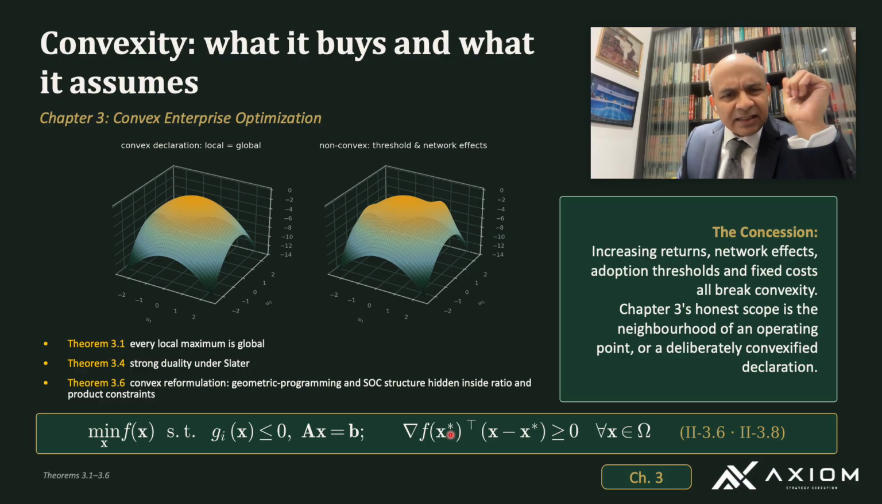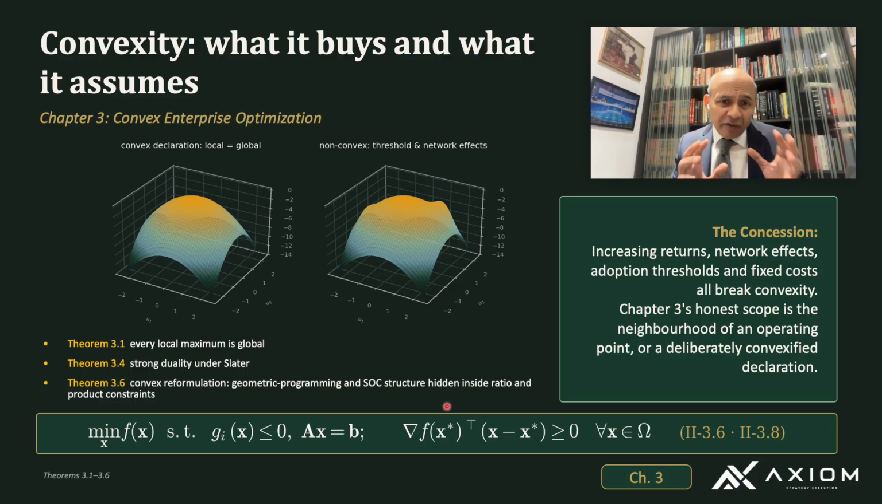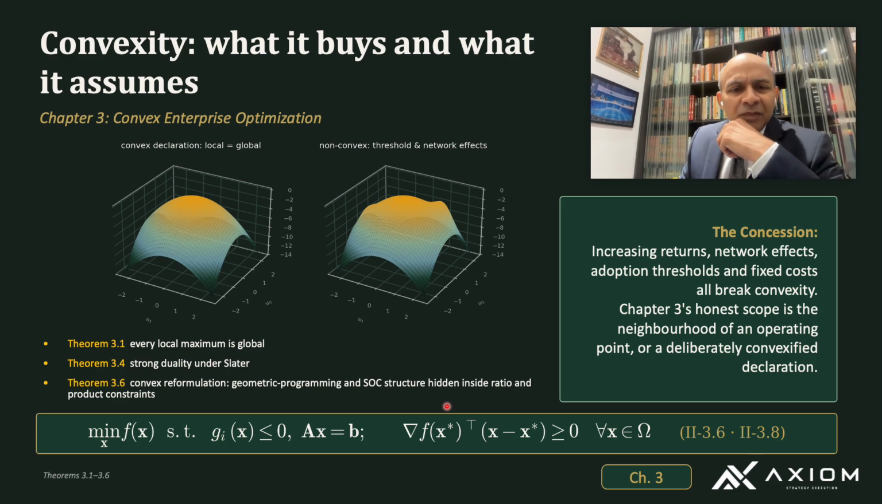The inequality says that from x star, moving toward any other feasible point cannot reduce the objective. So at the convex optimum, there is no feasible direction that improves the objective. Everywhere it's going, gradient is going down. For a convex enterprise problem, this first order condition is enough to certify global optimality, not merely local optimality.